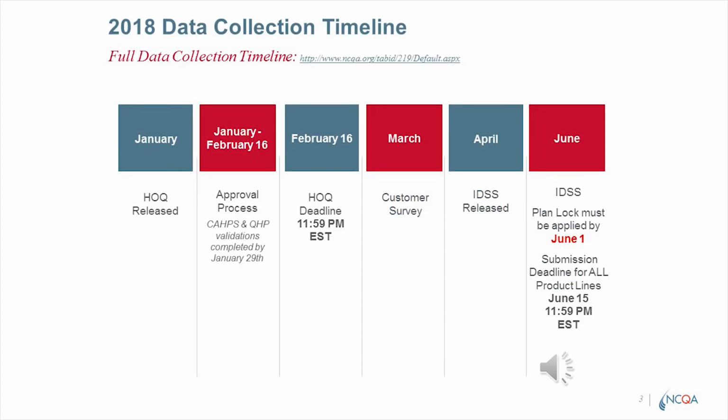This slide shows us our data collection timeline for 2018. We've included the link just in case you need to see the full timeline. But for now, we're going to go through these months and just go through the high points. Of course, in January, we released the HOQ. And then from that point until February the 16th, we'll be going through our approval process. Also want to note that the CAHPS and QHP validations need to be completed by January the 29th. Also, February the 16th is the deadline this year. Everything needs to be marked final by 11:59 Eastern Standard Time on February the 16th.